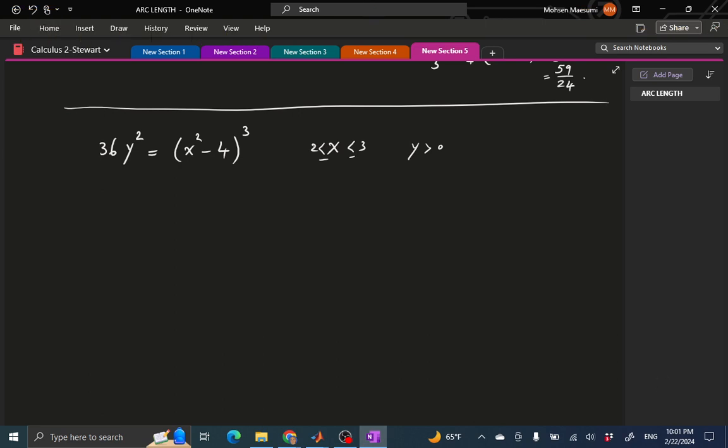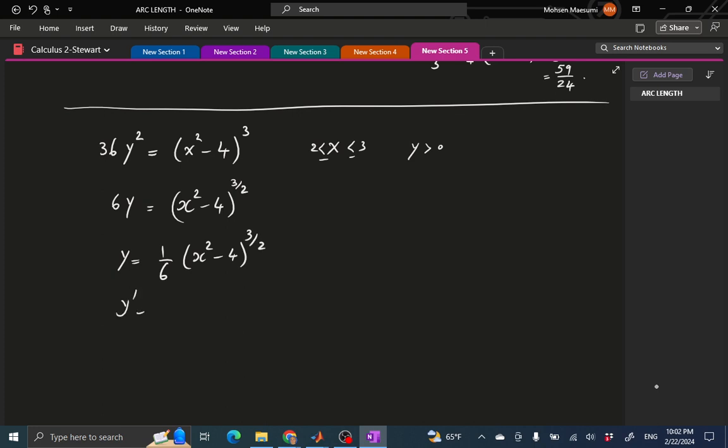Okay, so we have to either find y in terms of x or x in terms of y. Let's go ahead and take a square root here. So say 6y is equal to x squared minus 4 to the power of 3/2. So I took the positive root here, and now I can differentiate, or first perhaps find y equals 1/6 of x squared minus 4 to the power of 3/2.